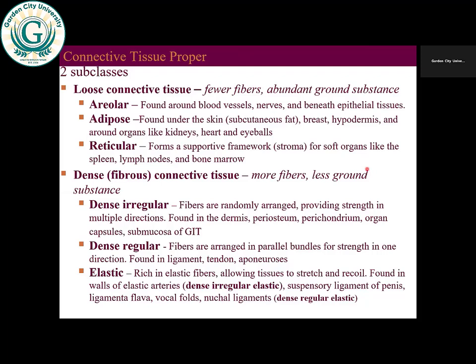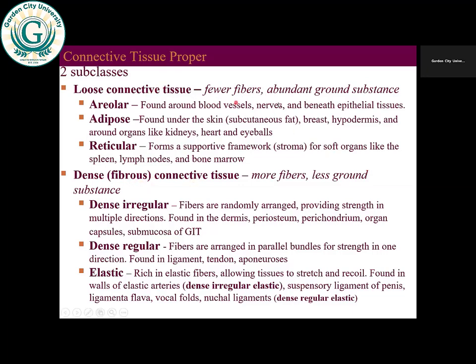Now, this is where we need to pay attention: the connective tissue proper, because I've already talked about the fluid connective tissues and supporting connective tissue, and also the embryonic connective tissue. Remember I made a point that connective tissues are made up of fibers and ground substance. If the fibers are fewer, then we have a loose connective tissue. If the fibers are more, then we have the dense connective tissue. So we can group connective tissue into loose connective tissue and dense connective tissue.